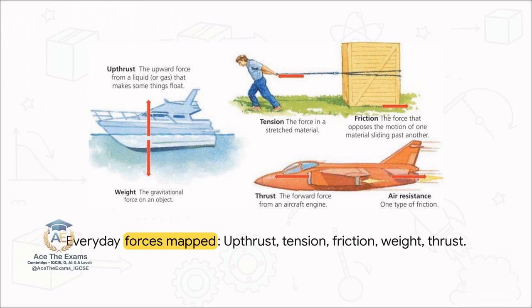We see tension in a rope being pulled. We see friction resisting a sliding box. And check out the massive forward thrust of an aircraft engine. That engine is literally cutting through the opposing force of air resistance. Literally, every single interaction around you involves these pushes and pulls.